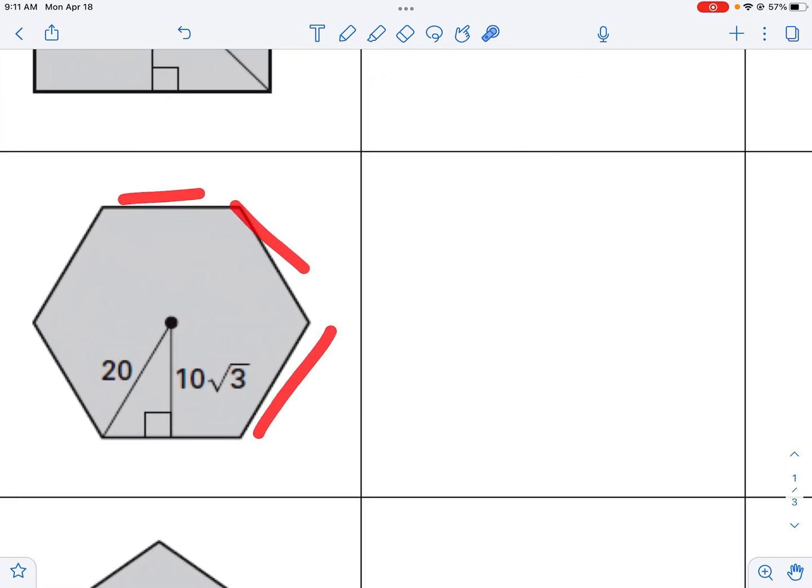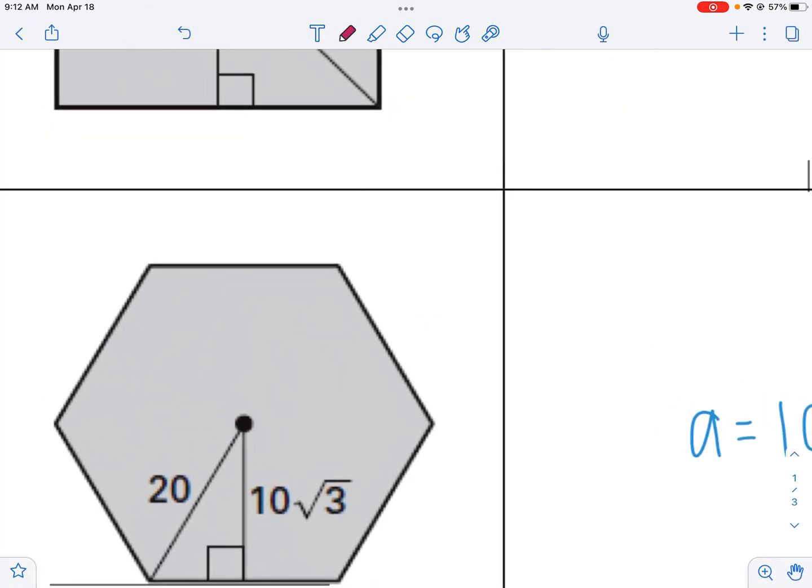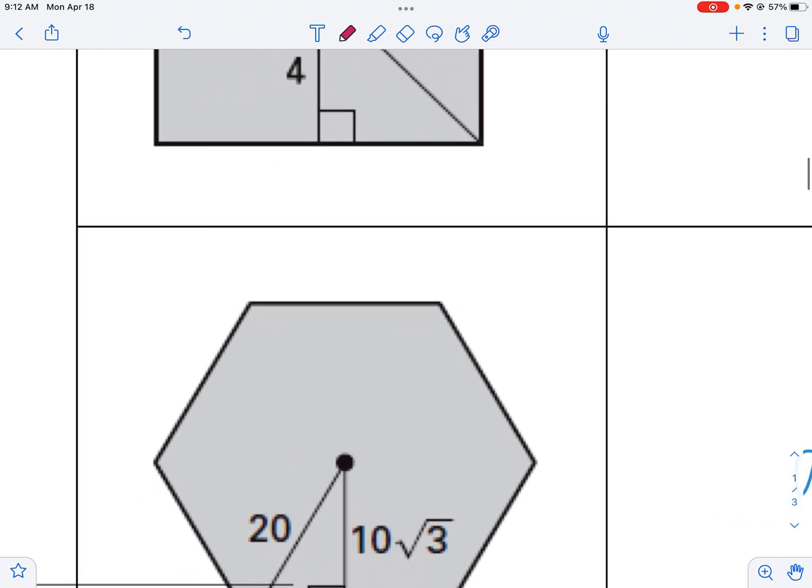Now, taking a look at a hexagon, so I have 6 sides. So be careful, I have 2 numbers now, so I have 20 and I have 10√3. Asking yourself, which one would be the apothem? Well, the apothem would be 10√3. And if I go to find the perimeter, I have a problem because I don't actually know the sides. Well, there is a special rule, and this works for hexagons and only hexagons.